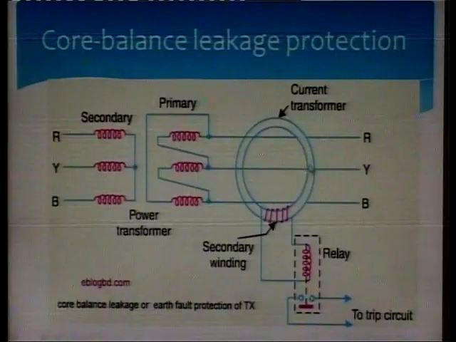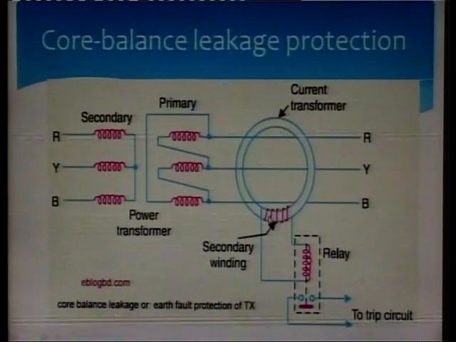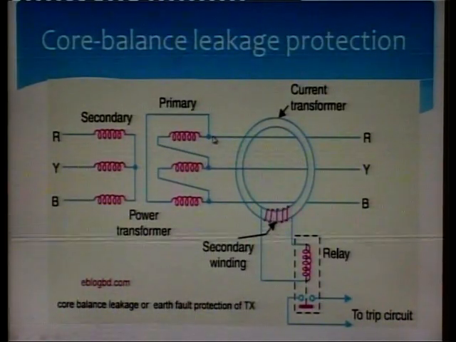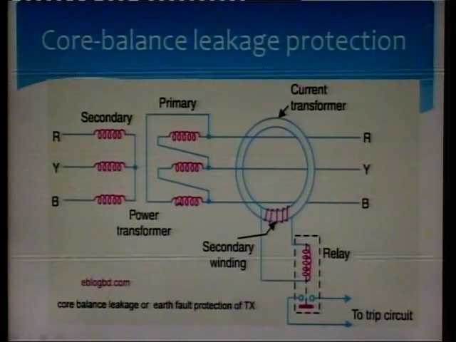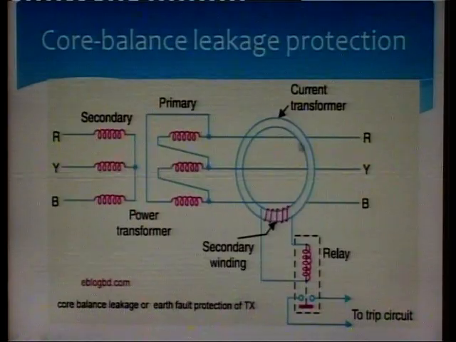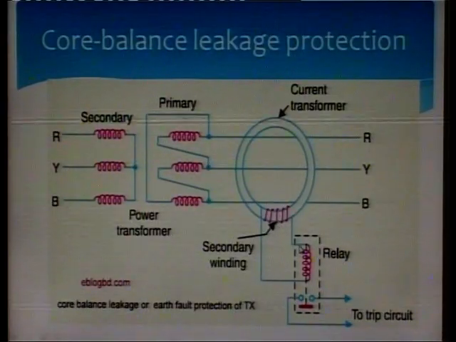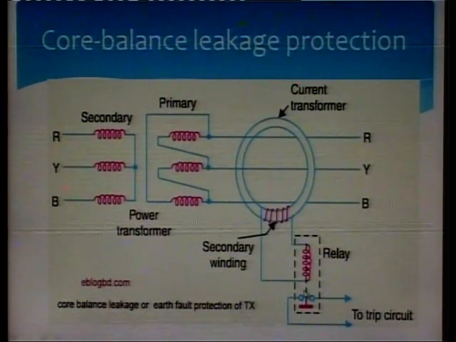So, if there is any earth leakage, or you can say that if there is any earth fault in the transformer, then this CT will measure that value, and that fault current, earth fault current, will energize the relay coil of the trip circuit.